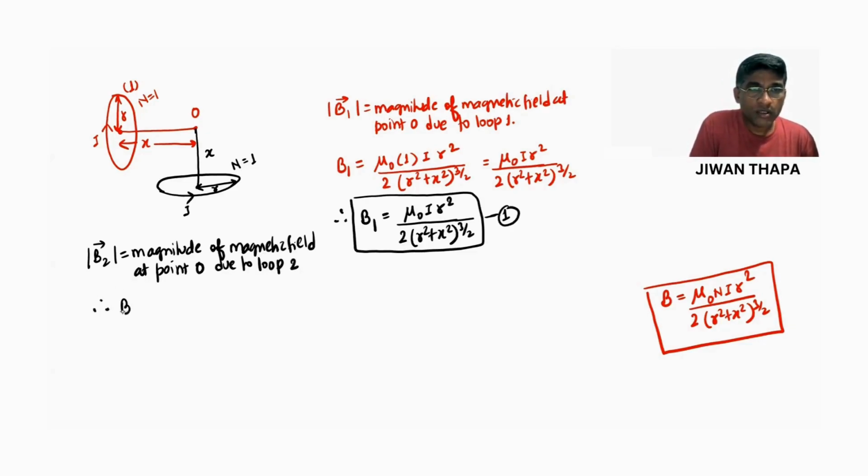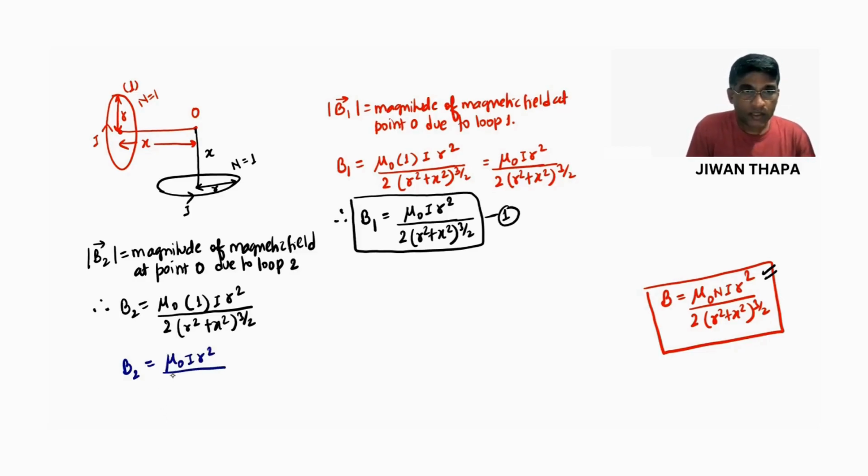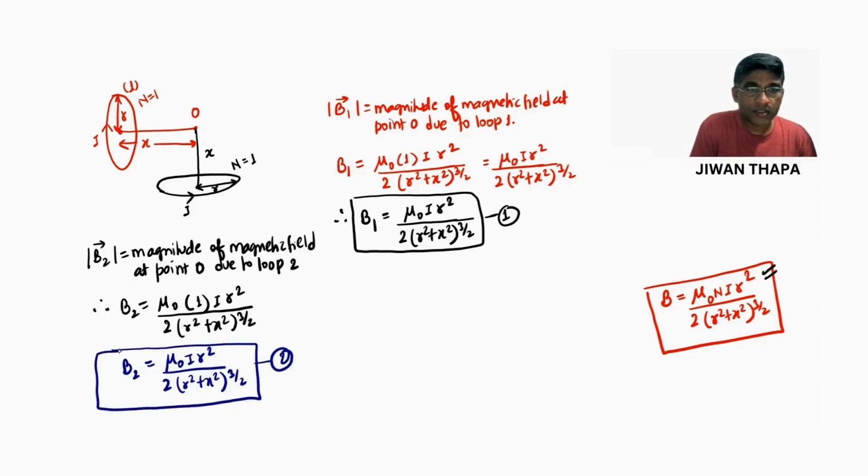Therefore, B2 equals mu naught number of turns. We use this equation, okay? Number of turns is 1, I R square by 2 (R square plus X square) whole power 3 by 2. Therefore, we can write B2 equals mu naught I R square by 2 (R square plus X square) whole power 3 by 2. This is equation 2. So we have this, okay?